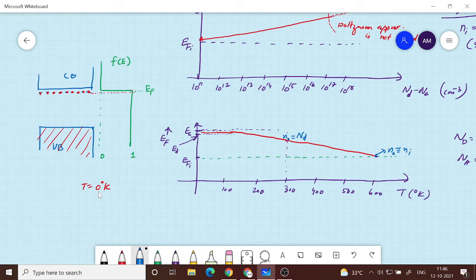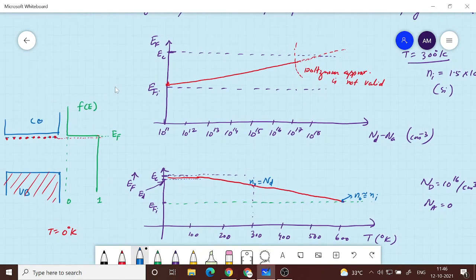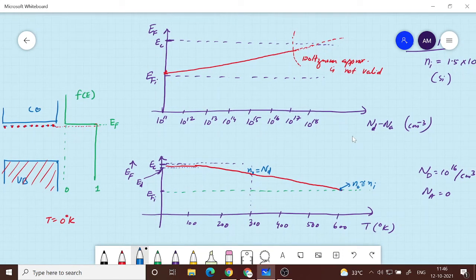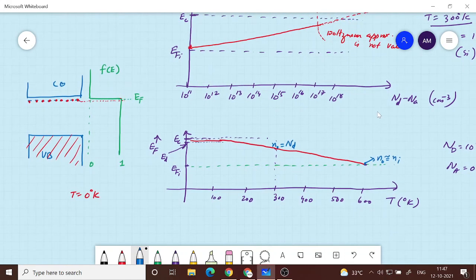So this is the dependency of the Fermi level with respect to temperature, and the above graph shows how the Fermi level varies with the doping concentration at a fixed temperature. So these are the things that you need to know for understanding the working of the device. Even if it is a diode, if you don't know these things, you will not understand the band diagram of a diode. So alright, I will stop here.